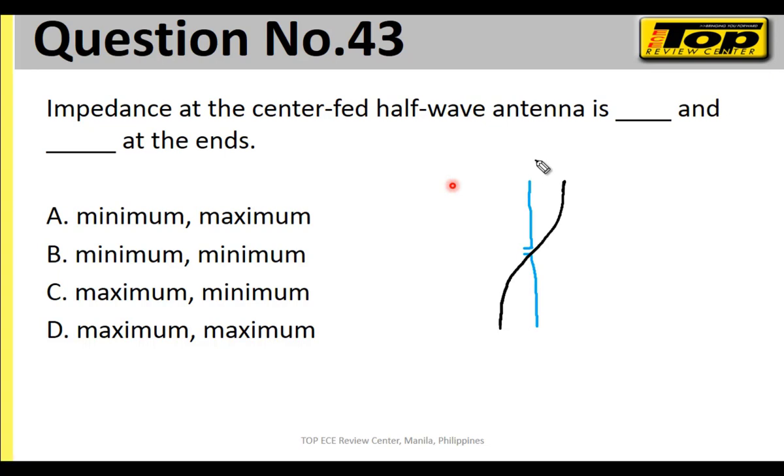Okay, so maximum at the ends, that would be the impedance. And of course, at the center, minimum naman ang impedance niyan for a half-wave center-fed antenna. So the answer for this obviously is letter A. Minimum at the center, maximum at the ends for number 43. Okay.